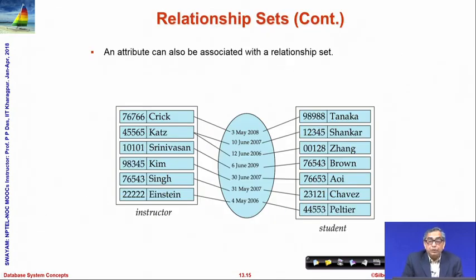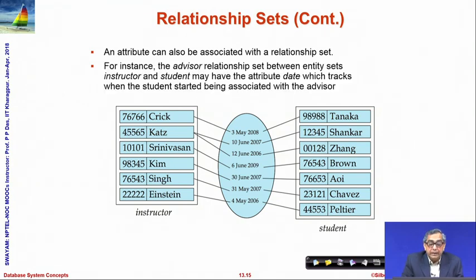A relationship, like the entity sets, can also have some additional attributes. For example, when I say that Crick advises Tanaka, I may associate a date type attribute, say 3rd May 2008, to mean when this process of Crick advising Tanaka started. It can be some other attribute also. All that I am trying to highlight is that attributes can be assigned to relationships as well.